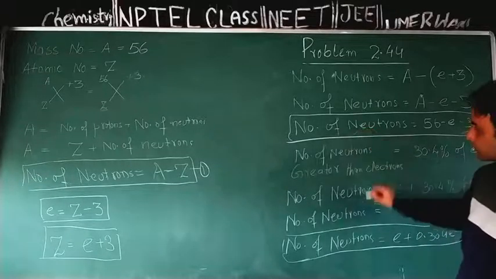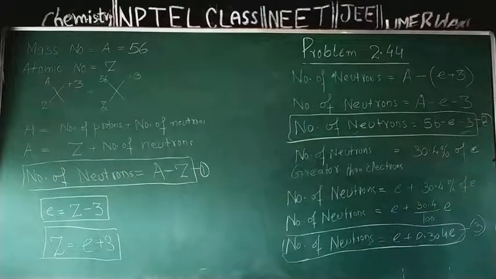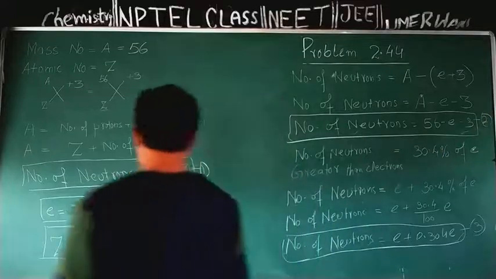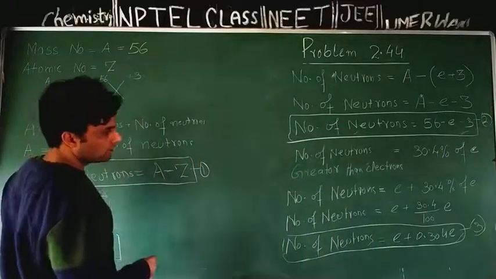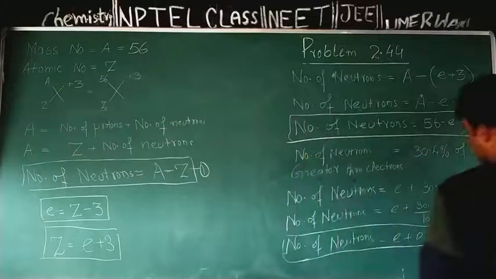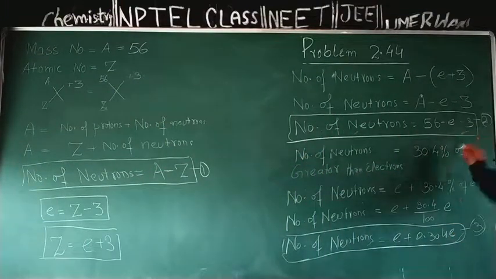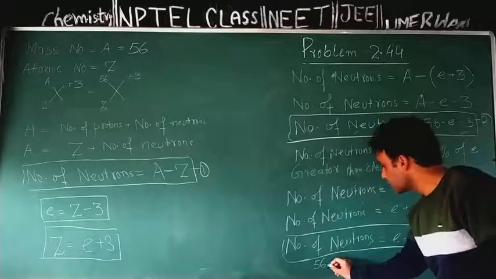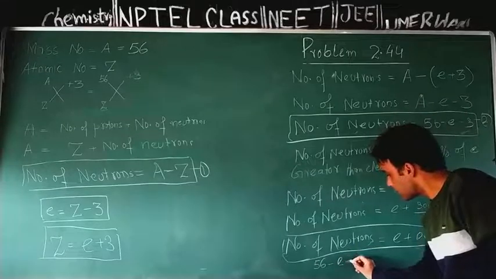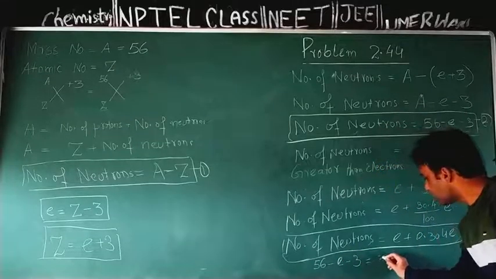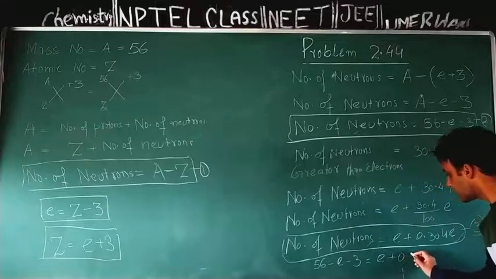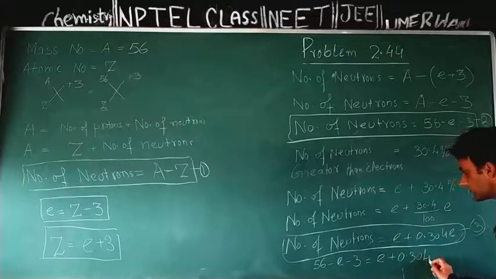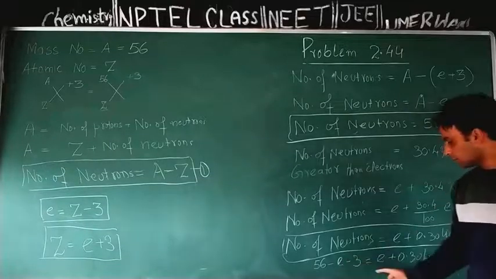Now I will compare equation second and equation third. Equation second also gives number of neutrons, equation third also gives number of neutrons. On comparing 2 and 3, I find LHS is same, so I can easily equate RHS side. Equating RHS side, I will get 56 minus E minus 3 is equal to E plus 0.304 E.